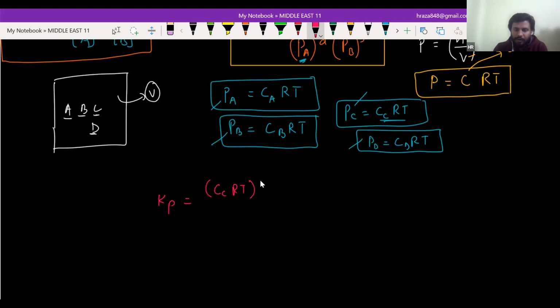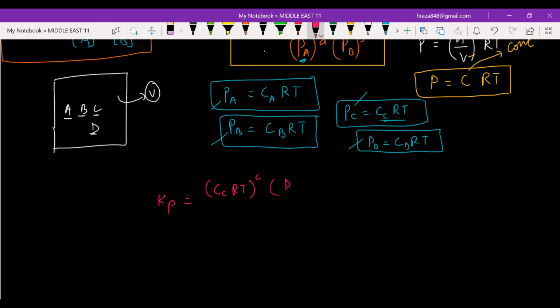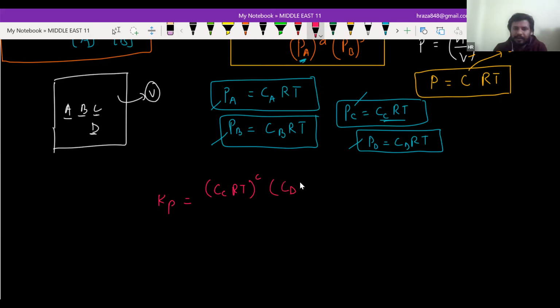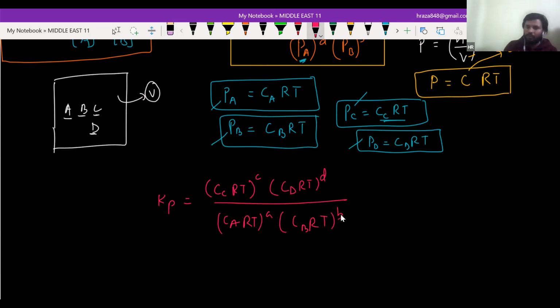C_C raised to the power c, and here it will be... The result is very important, not the derivation, again I am saying. And here it was C_A raised to the power a and C_B raised to the power b. Is that correct? I just replaced the value. Is that okay with you, everyone?